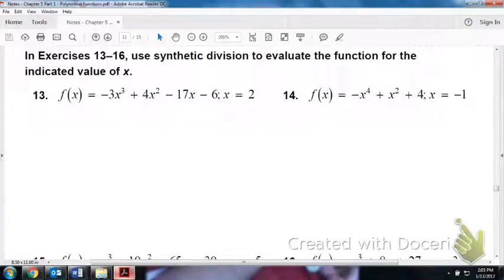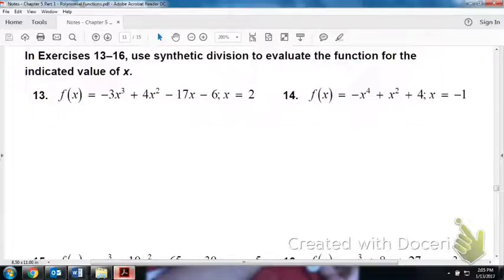All right, for this section, it says use synthetic division to evaluate the function for the indicated value of x. Here's basically what that means. If I want to see what if I input a 2 in for x, what will be my y value? What is y when x is 2 for this function? We can use synthetic division to do that real quick.